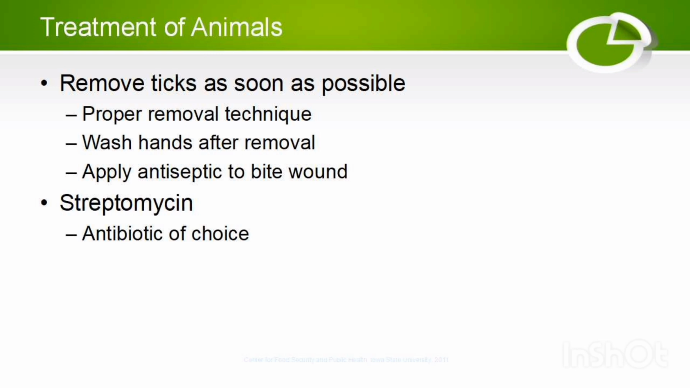Treatment for the animal species is typically supportive when clinical disease develops. Streptomycin is the antibiotic of choice, but tetracycline and chloramphenicol may be used alternatively, as some strains may be streptomycin resistant. Removal of ticks from infected animals may also help prevent further transmission of the disease. Proper removal techniques should be used and antiseptic applied to the site following removal.